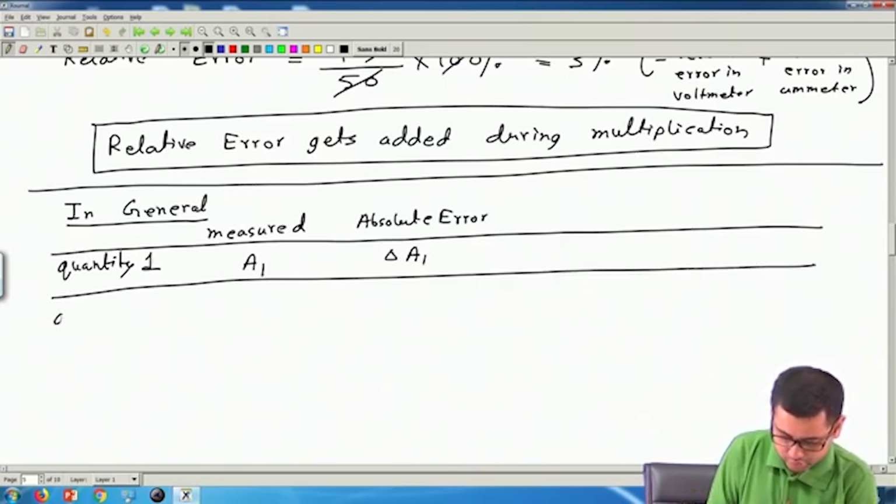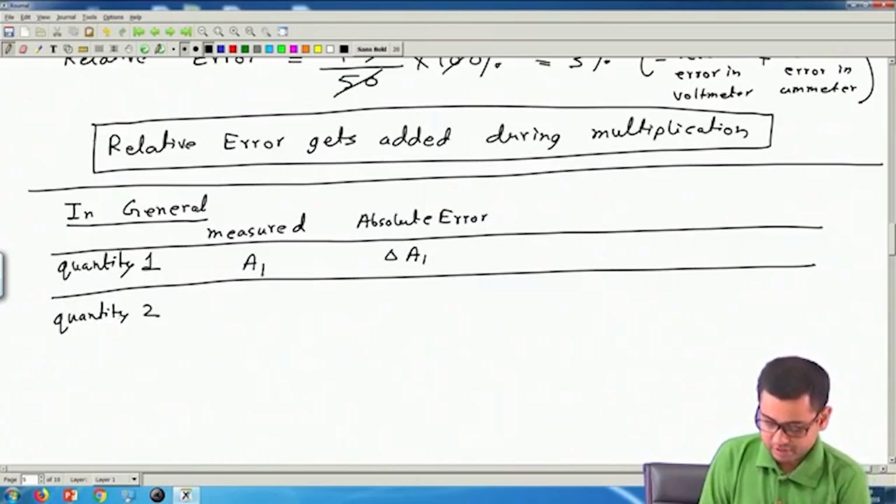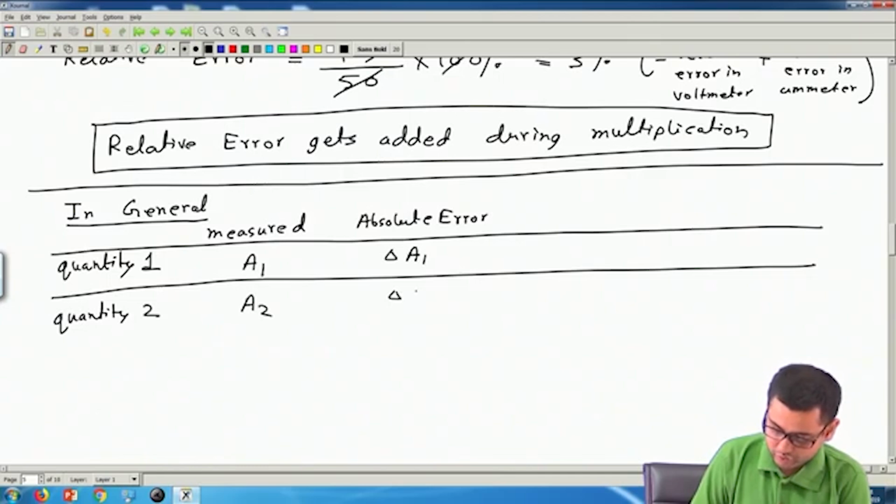For quantity 2, these quantities can be voltage and current, or both voltages, or both currents, or anything, two quantities in general. So this has a measured value of A2, and we know it has an absolute error of delta A2.